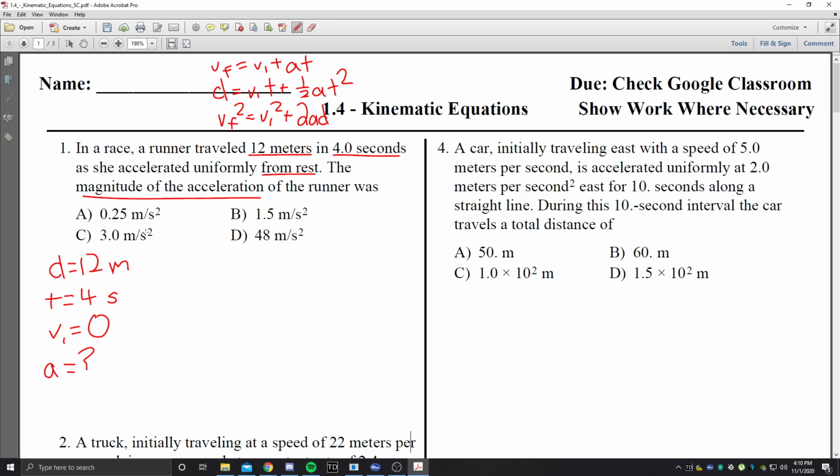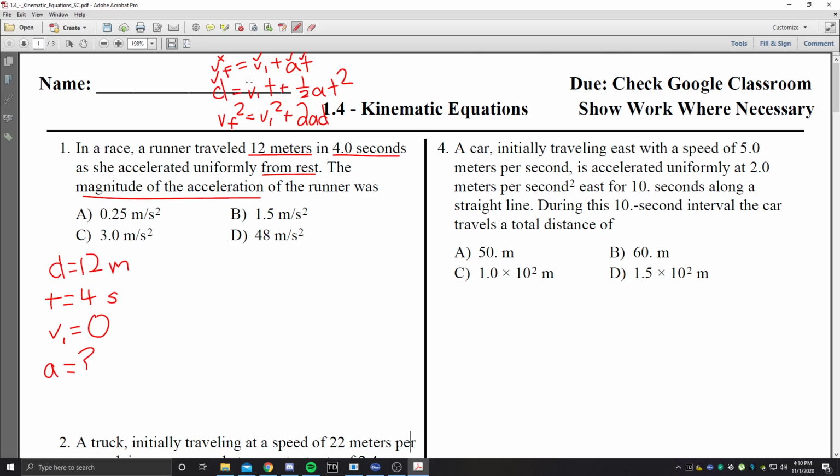Now let's take a look at which equation we use. Do we use the first formula? Sure, we have VI, an initial velocity. Sure, we're looking for A. Sure, we have T. But we don't know what VF is, our final velocity. So we can't use this formula. There's no way for us to solve for A.